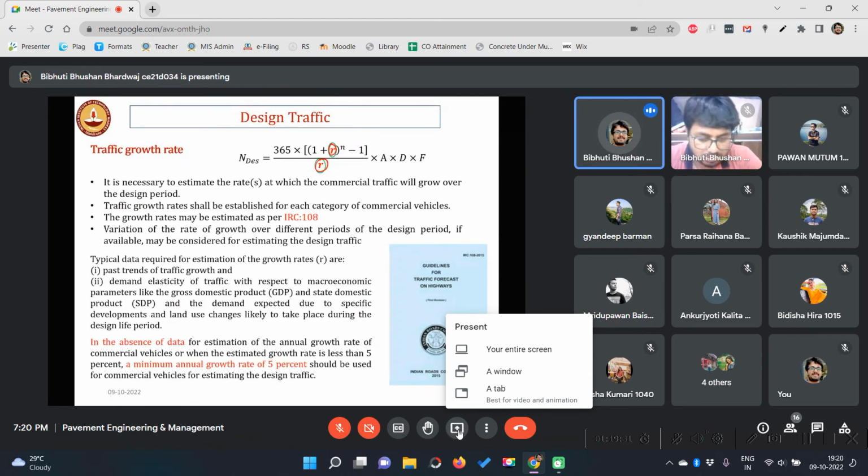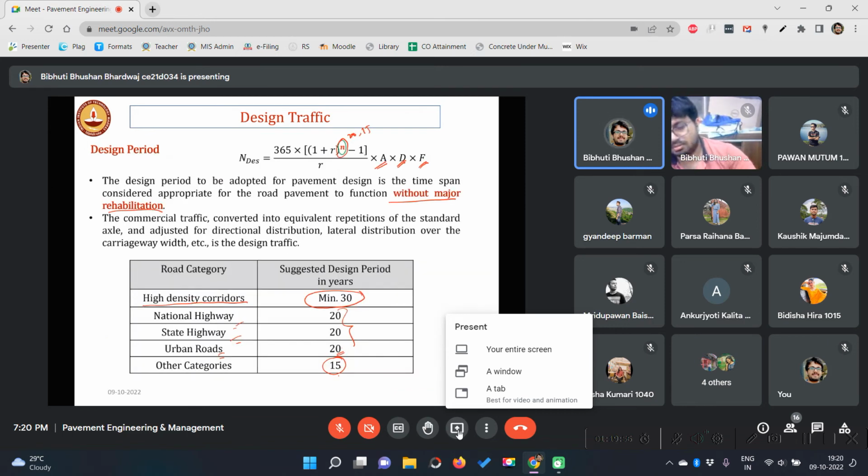Alright. So how to calculate R? This itself is a different code. Okay, so traffic forecast on highways, IRC 108. So this code describes in detail how to calculate R, because that is very, very important. So what do you think? Where, on which of the things does this traffic growth matter? Can anybody tell? Let's have a discussion.